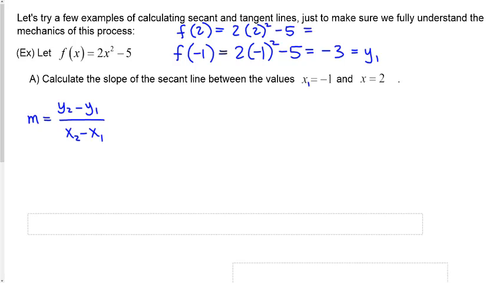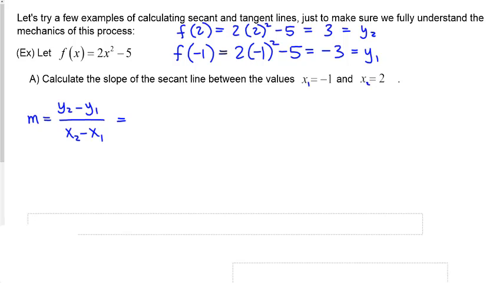So 2 squared is 4, 4 times 2 is 8, and then 8 minus 5 is 3. So that's my y2. Now that I have my y1 and y2, I should have specified that this would be x2. I can now calculate the slope between these points.